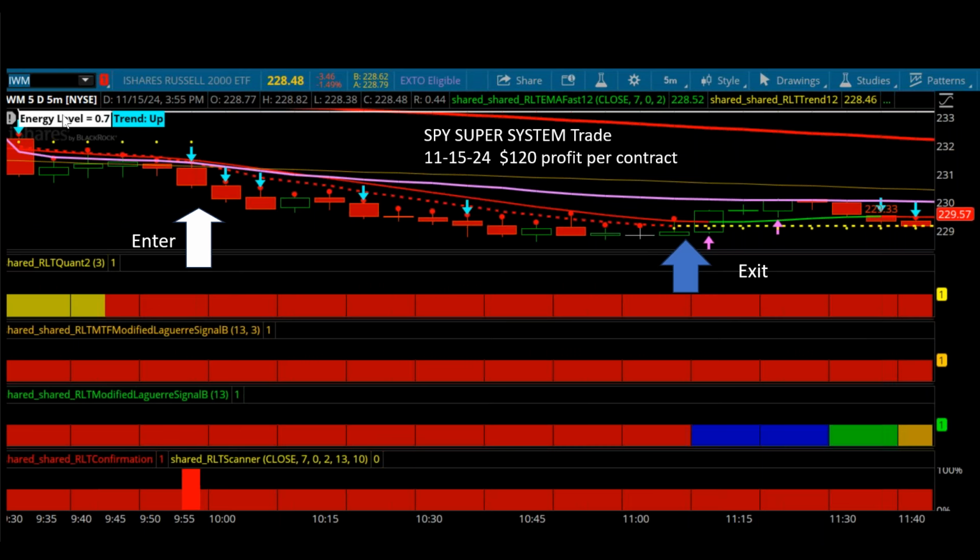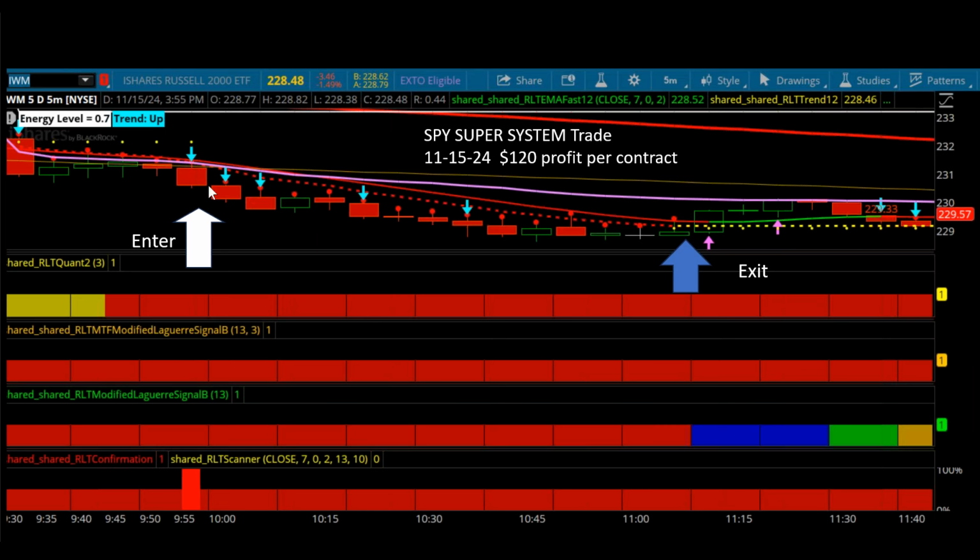This is a SPY super system on the IWM to the short side. Again, compression, everything's selling. So we don't just take it because it's selling. What we're looking for is a compression break. We're looking for a break to the downside right there off the VWAP. You see the VWAP? Pink line breaks down right there with this arrow. We take it right there.